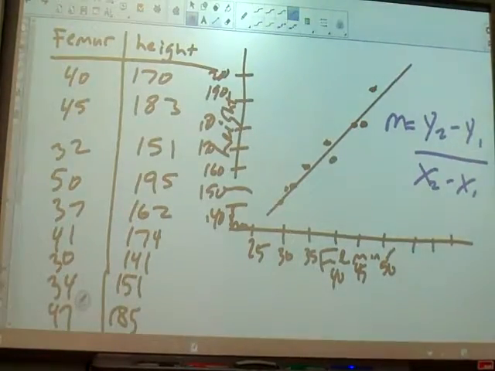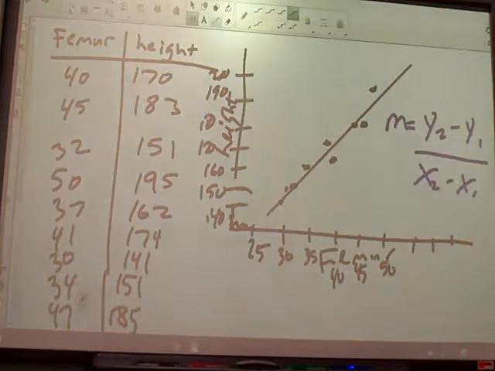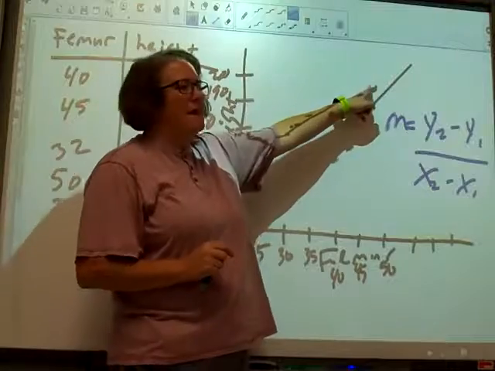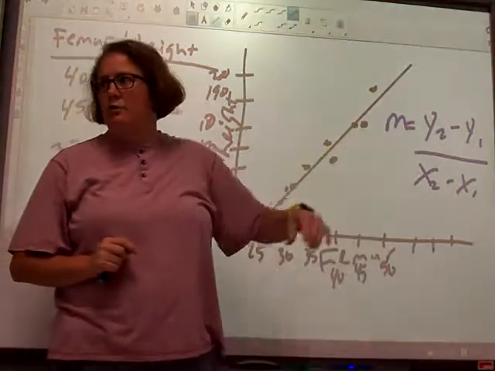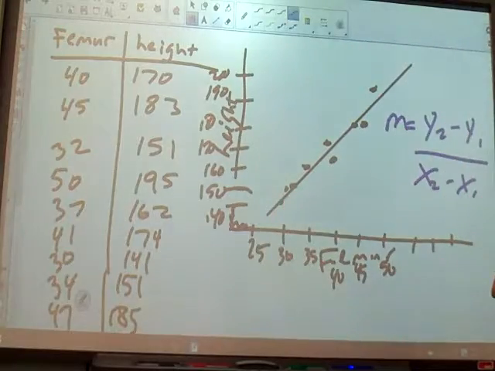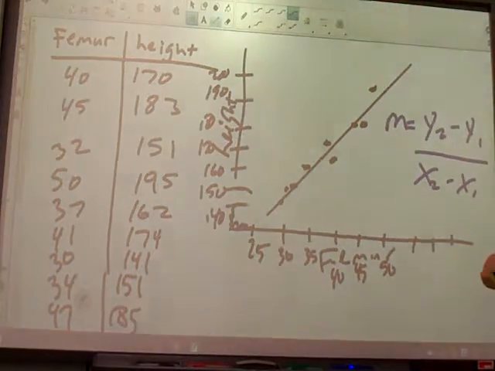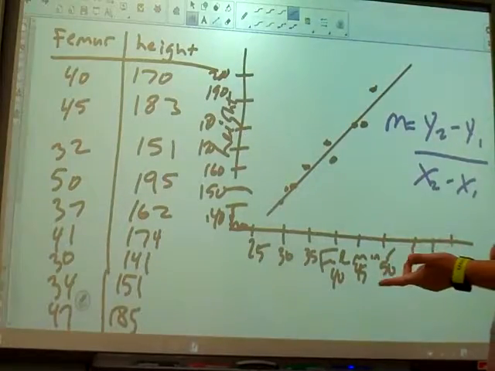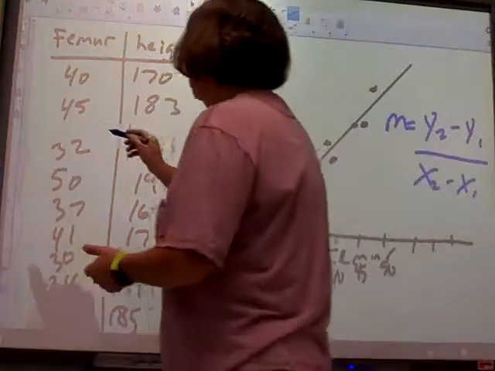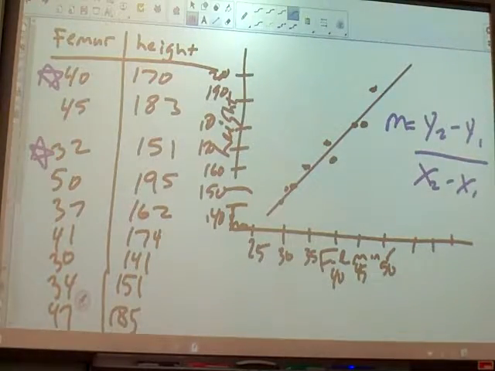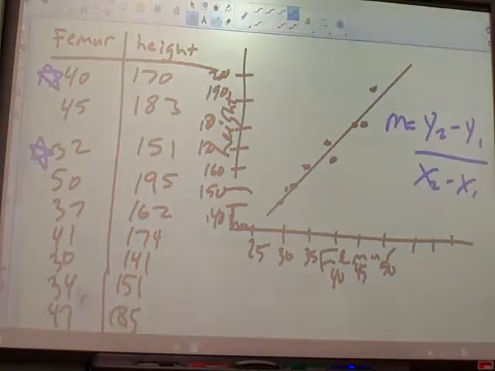Now, I would say to not use a point that I call an outlier. You don't want a point that's real far away from the line. You want to choose some that are pretty close to your line, right? So I'm not going to use that 195 one. I'm going to use these two. And I could have picked, like we said, any two that I wanted.